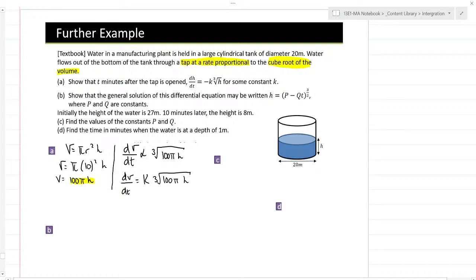Now we know that we can split that up in terms of surds, if that makes sense.